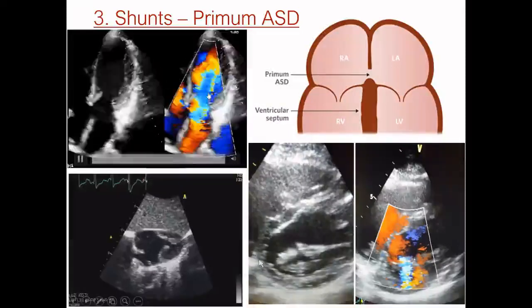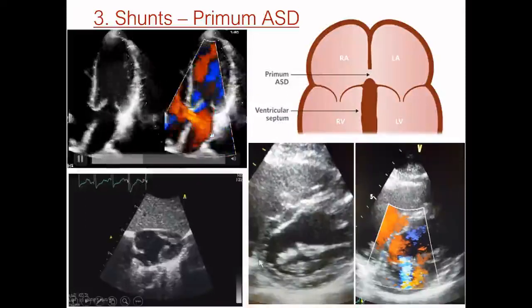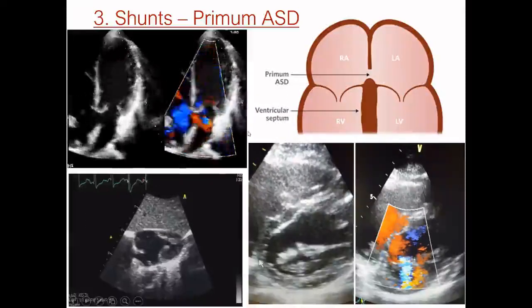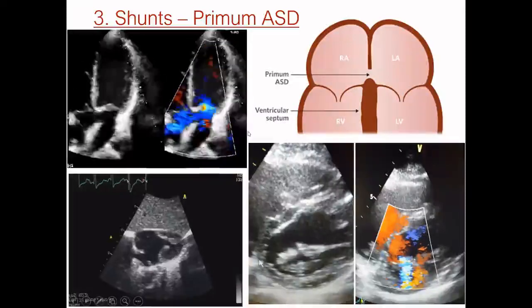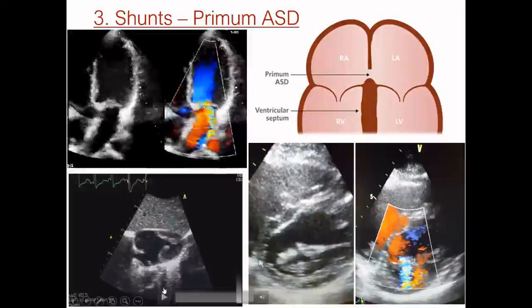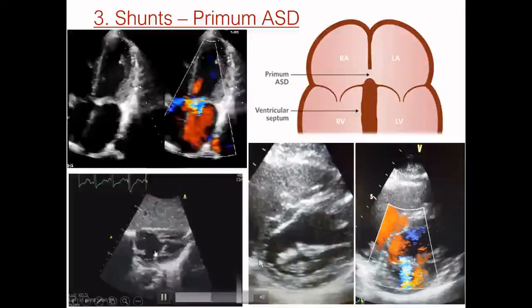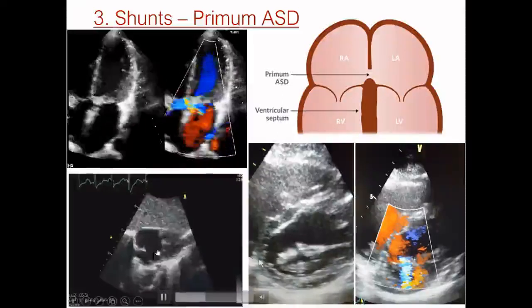And you can see in these patients, you have usually significant mitral regurgitation. And this is due to a coexisting cleft anterior mitral leaflet. So you can see in these patients, it's often associated with an inlet VSD as well.